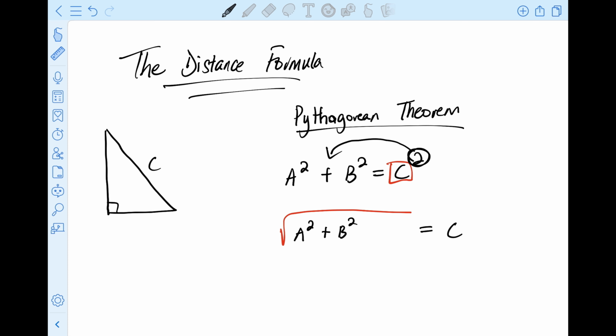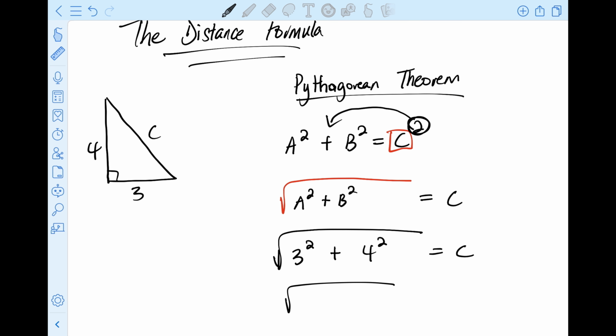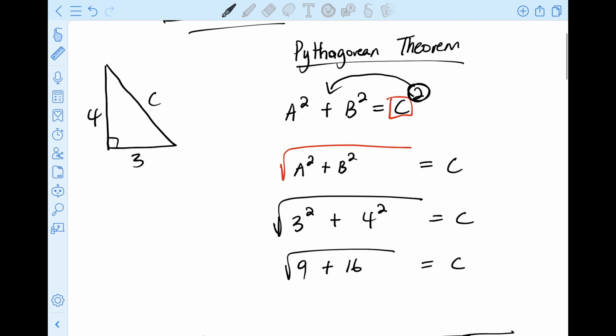So, let's use the simplest right triangle ever, right? The 3, the 4, and the, well, let's find out. If I wanted to find the value of c here, a would be 3 squared plus b would be 4 squared, and we're saying that's equal to c. So this will become the square root of 3 squared is 9 plus 4 squared is 16. That's equal to c. This will be equal to the square root of 25. That's equal to c. And the square root of 25 is equal to 5. And so c in this case is equal to 5.